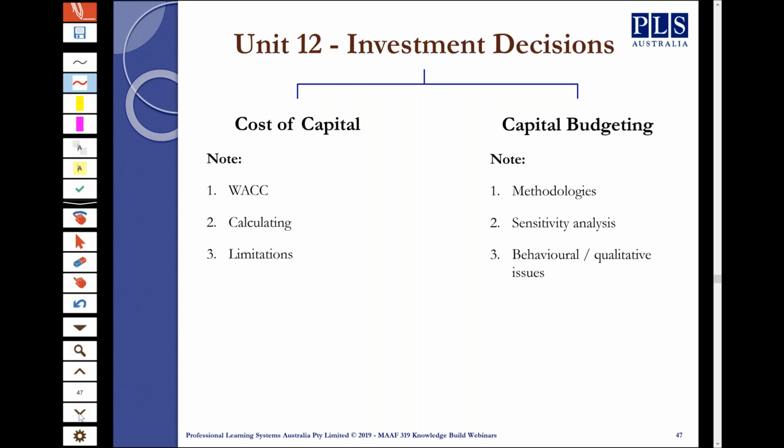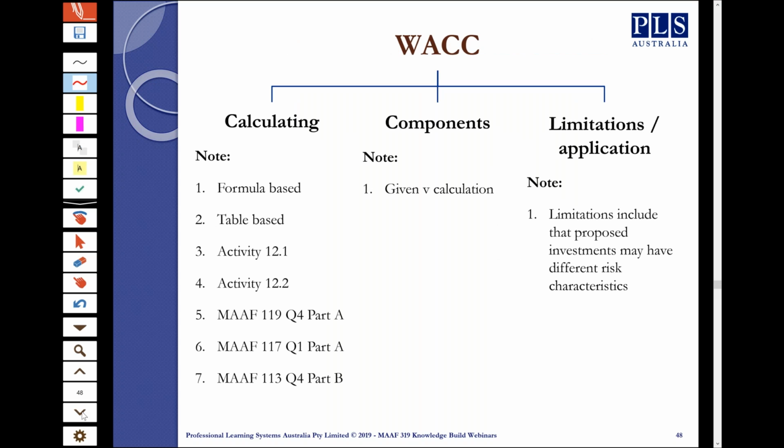As you're looking at your capital budgeting, you've got to look at your methodologies of net present value, internal rate of return, and understand the logic of sensitivity analysis, and to apply behavioural or qualitative. So if we just start with our weighted average cost of capital, I break it down into 3. 1, calculations. You'll find you've got 2 activities, and we've had 3 questions all across this area with respect to calculations of 6, 7, and 11.